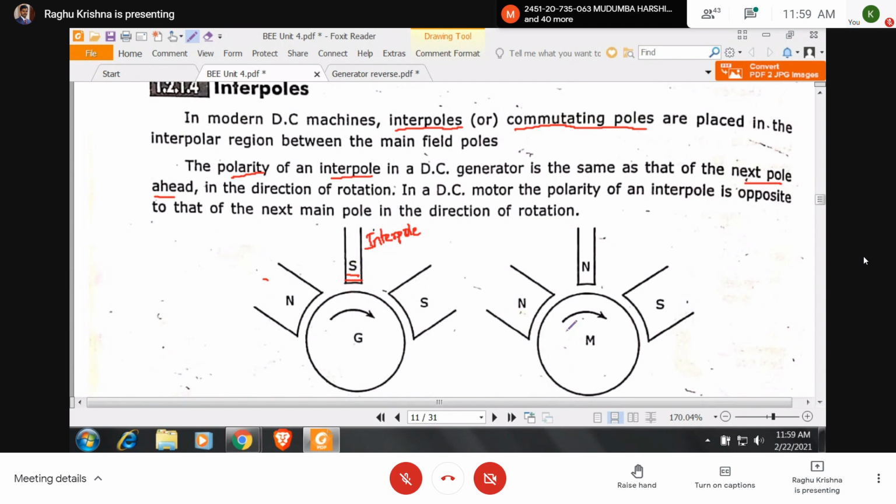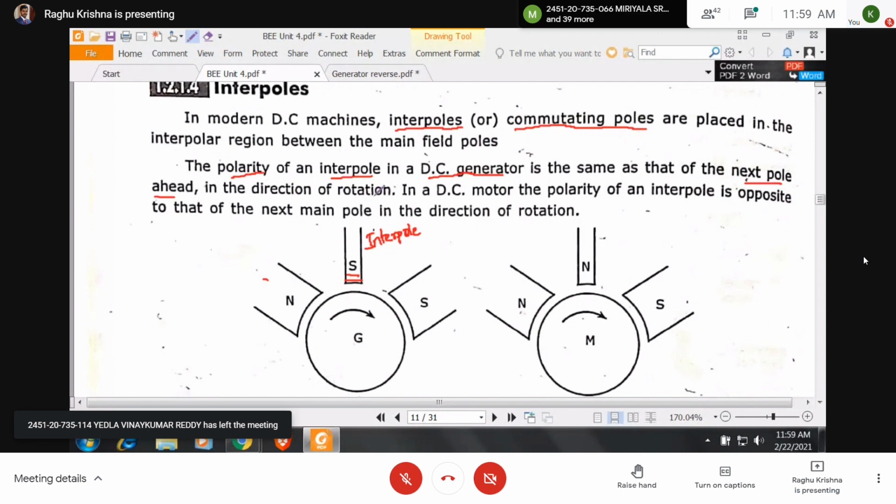So for a generator, we take the next pole ahead. Similarly, in a DC generator, it is the same as the next pole ahead in the direction of rotation. In a DC motor, the polarity of an interpole is opposite to that of the main pole ahead in the direction of rotation. Here this is a DC motor, and ahead we have the south pole, so the interpole must be the opposite polarity, this must be north pole. This will be mainly studied by triple E students.